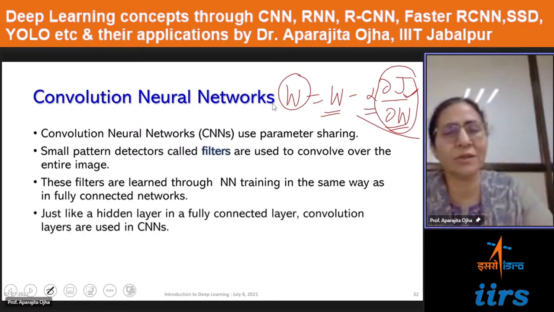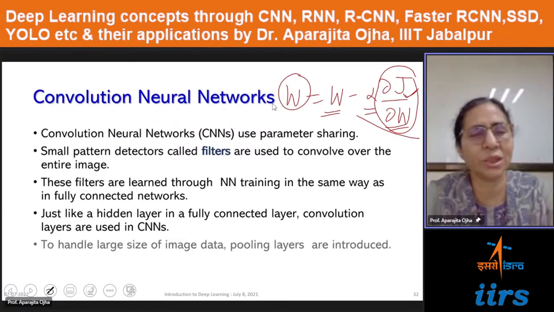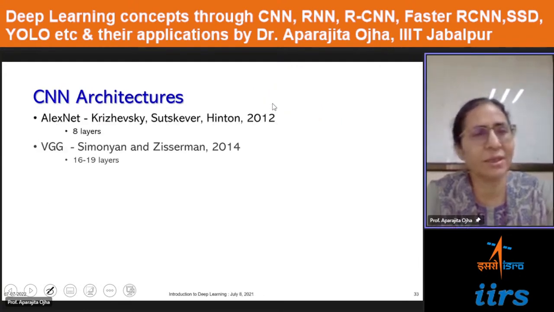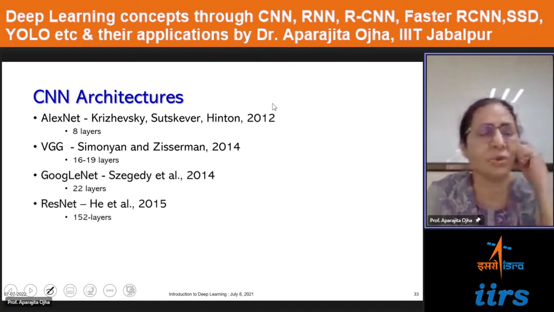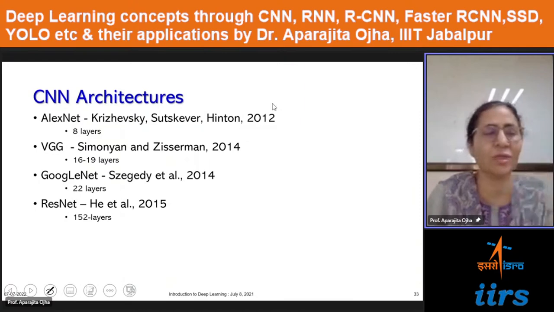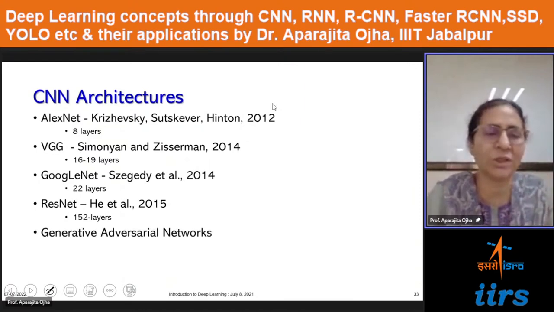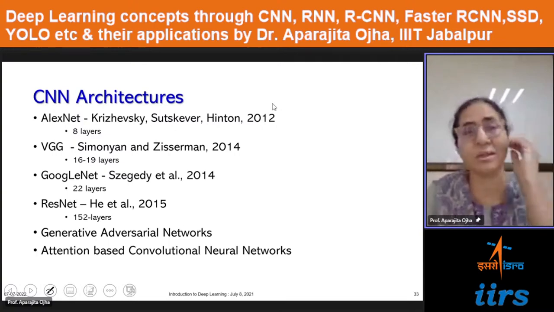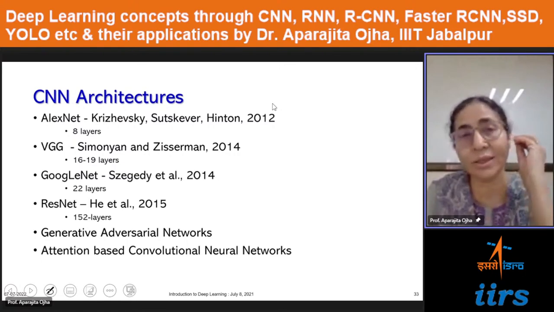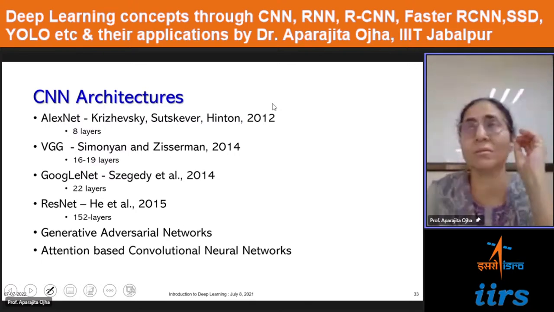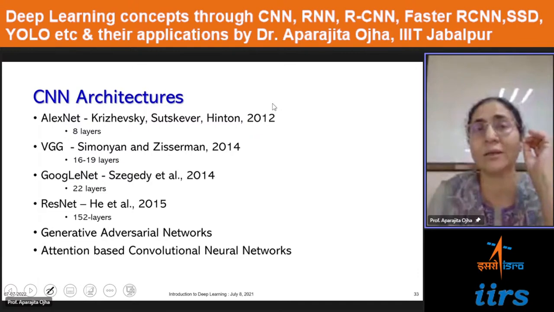Okay, so just like hidden layers in a fully connected network, convolution layers are used in CNN. To handle large size of image data, pooling layers are introduced. There are several CNN architectures that have come up, and these are some of the most frequently used networks. Recently used networks include, for unsupervised learning, generative adversarial networks, and then we have come out with excellent attention-based convolutional neural networks. You have lightweight convolutional neural networks like GhostNet and MobileNet, and several neural networks have come up.